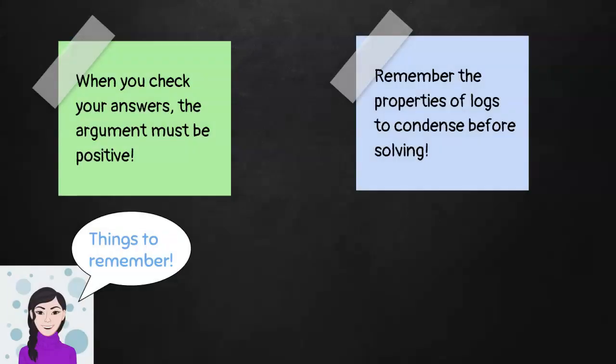So here are some things to remember. When you check your answers, make sure that your argument must be positive, so no arguments of 0, no negative numbers. Now remember your properties of logarithms, so that way you might need them to condense your logarithms before you actually take those steps to solve.